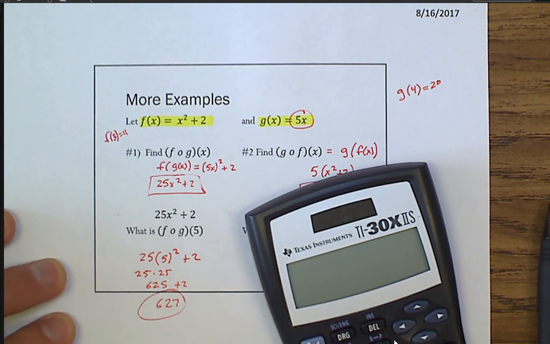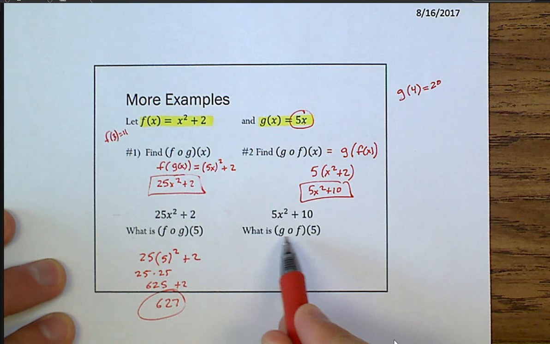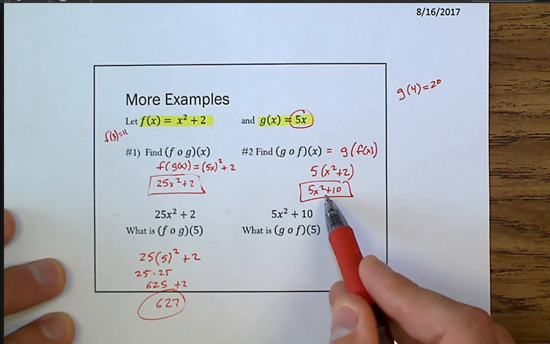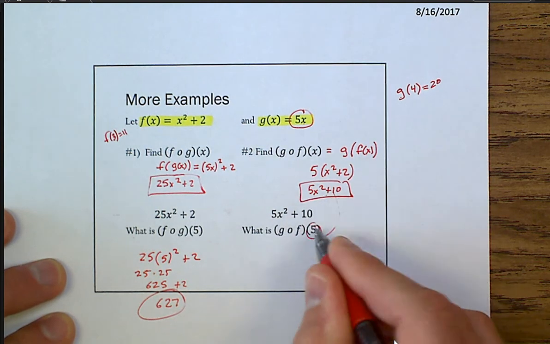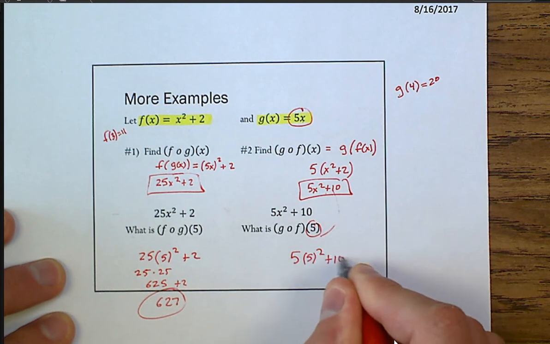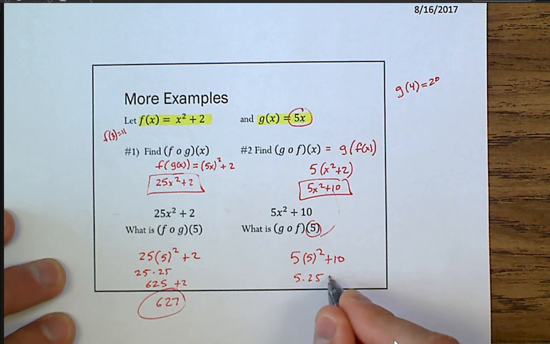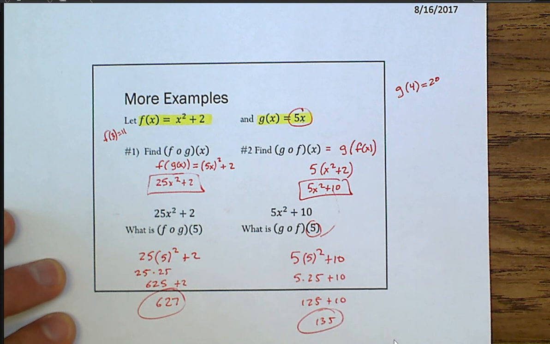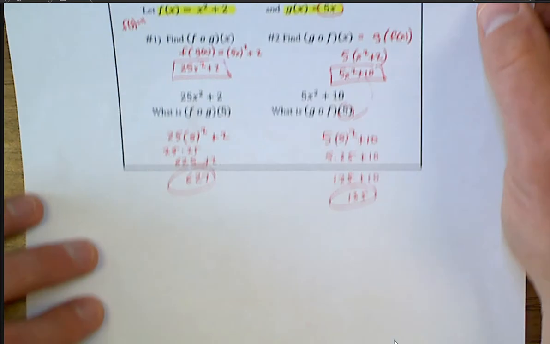Okay? Likewise over here, we already did the composition of g of f. We completed that right here. Remember, g of f of x was right here. And so now we're just going to plug a 5 in for that x. So it's 5 and then 5 squared plus 10. So again, I'd have 5 times 25 plus 10. So you get 125 plus 10, and you get 135.